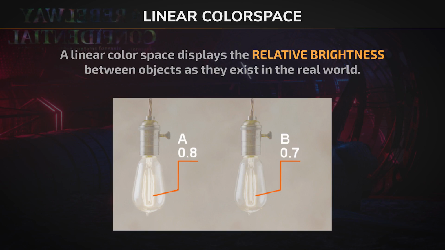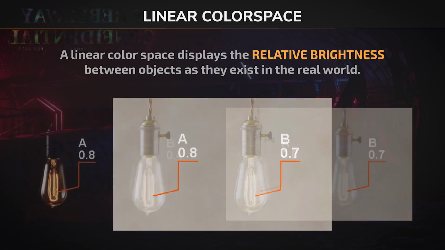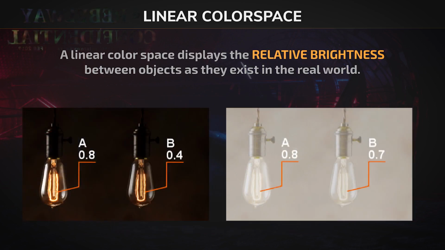So you may be asking, why does this matter? Well, imagine a note was given to you to double the light intensity of bulb B so that it matches light bulb A. In a linear color space, that's as easy as multiplying light bulb B by 2. But then suddenly in a logarithmic color space, our calculation is not so straightforward. In order to match the brightness of bulb A, we would need to multiply bulb B by 1.14. This strange number is required because our color space does not accurately match the real world.